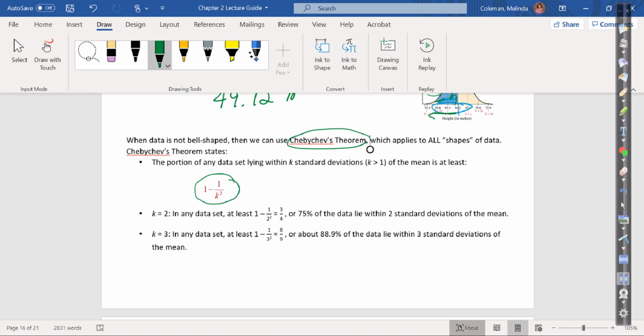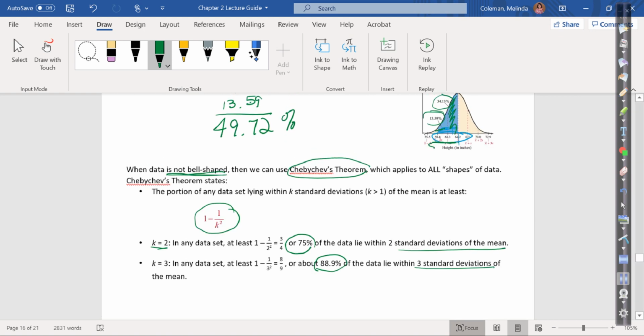Now, what does that mean? In a practical sense, for k equal to 2, that would be 2 standard deviations from the mean. Then we would have 1 minus 1 over 2 squared, or 1 minus 1/4, which is 3/4, or 75% of the data. For k equals 3, it would be 1 over 3 squared, or 1 over 9. 1 minus 1/9 is 8/9, or about 88% fall within 3 standard deviations of the mean. So Chebyshev's is good because it helps when things are not pretty and bell-shaped.